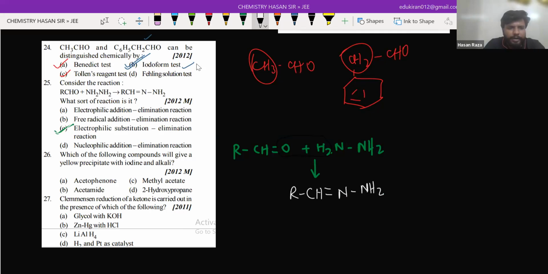For 26, it is A and D, both options. For 26, which of the following compounds will give a yellow precipitate, that is acetophenone, as well as 2-hydroxypropane? Very good, Arif. 27 is the correct answer.